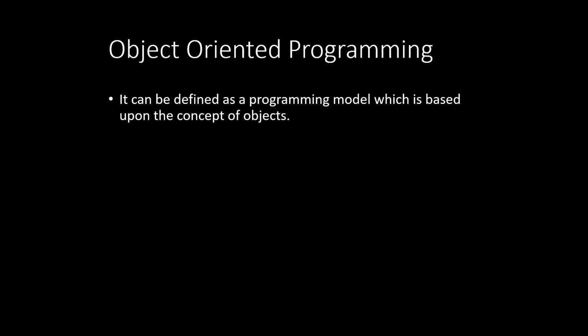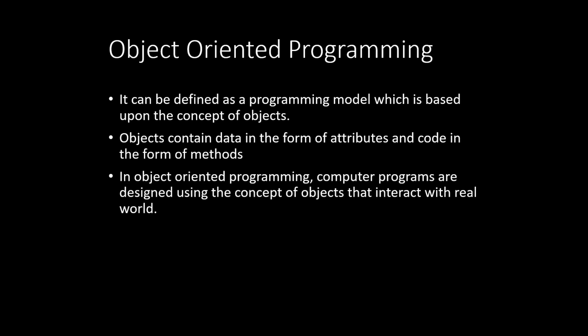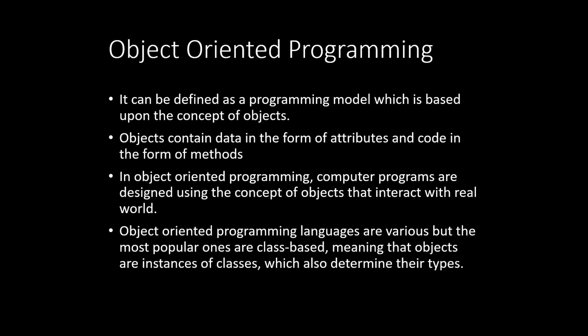Object-oriented programming can be defined as a programming model which is based upon the concept of objects. Objects contain data in the form of attributes and code in the form of methods. In object-oriented programming, computer programs are designed using the concept of objects that interact with the real world. The object-oriented programming languages are various, but the most popular ones are class-based, meaning that objects are instances of a class, which also determines their types. We will understand about the class and object later in this tutorial.